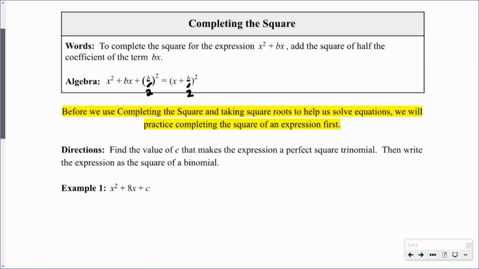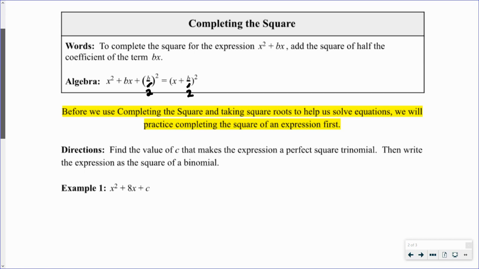I'm going to show you how to complete the square before I have you go ahead and apply that to solving equations. So really, what we're going to focus on right now is how do we take an expression and turn that into a perfect square trinomial. So let's take a look here.